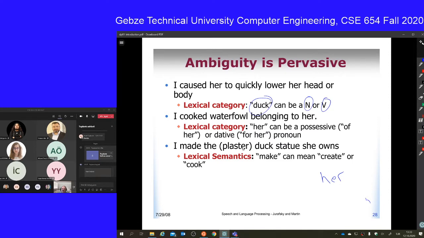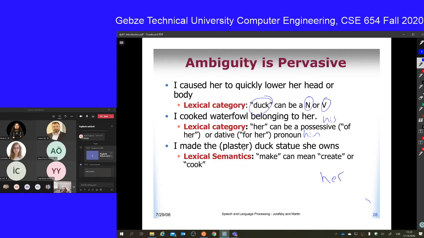One of them was the lexical category. For example, in English, duck could be a noun or a verb. Depending on which category you choose, the meaning of the sentence changes. And we have the word "her." Sometimes it is possessive her, sometimes it is dative her. For him, I don't have this problem because possessive is "his" and dative is "him." So for English, we don't have this ambiguity for him and his, but for her, we have this ambiguity.